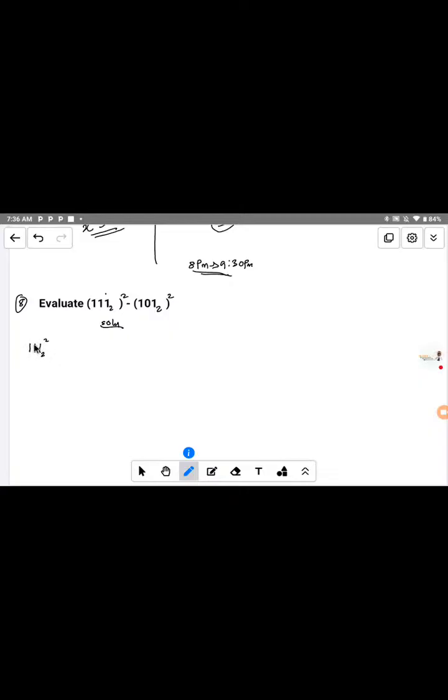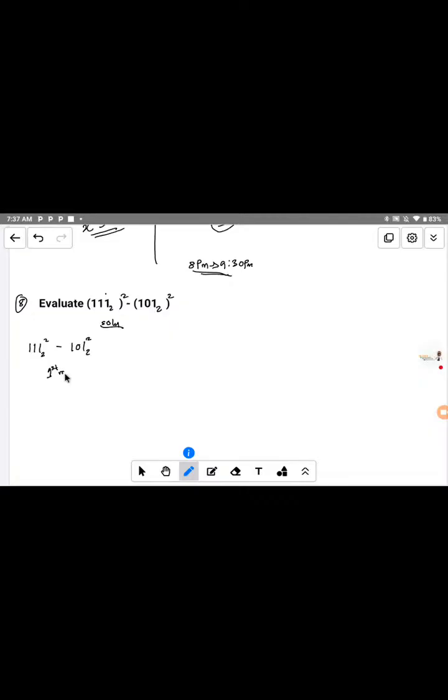You can solve it in 2 ways. Let me share with you the 2 ways to solve it. Let me write the question completely. That is minus 101 in base 2, also to the power of 2, that is squared. Now the first method.